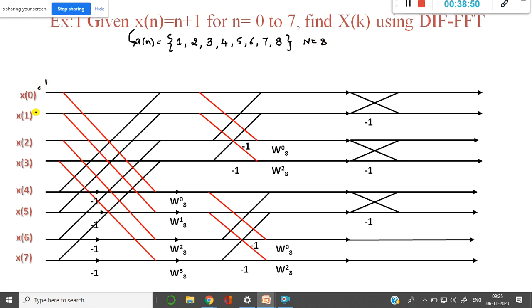X of 0 equal to 1, x of 1 equal to 2, x of 2 equal to 3, x of 3 equal to 4, and this is 5, and this is 6, and here it is 7, and here it is 8. Now, find out the value of this stage. Here we are going to get the g of 0 sequence, right? What is g of 0? It is nothing but the addition of the first half and the next half, the first value, that is this plus this.